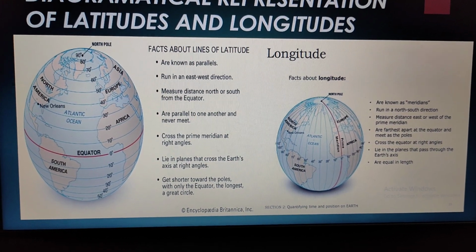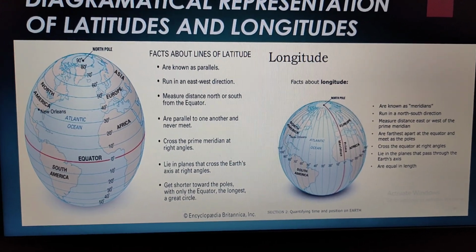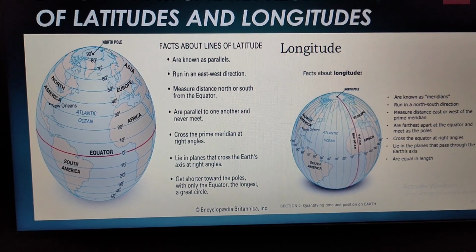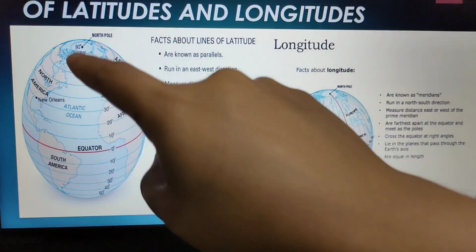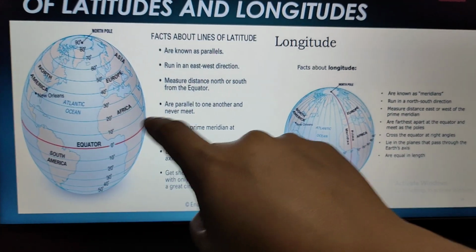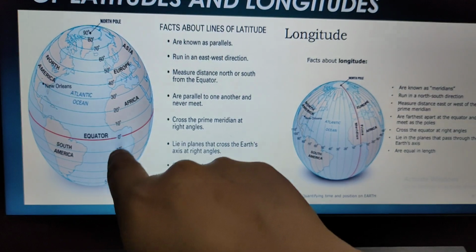They run in east-west direction. Measure distance north or south from the equator. They measure distance like this. They run in the east-west direction, but they measure distance like this.